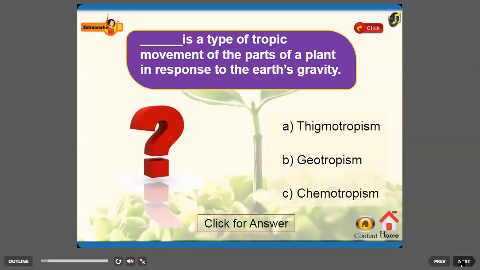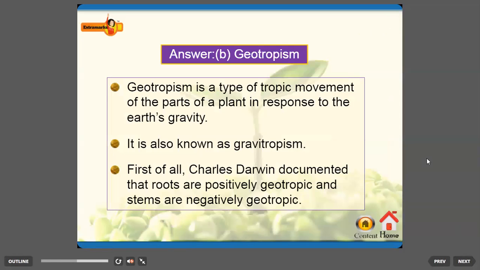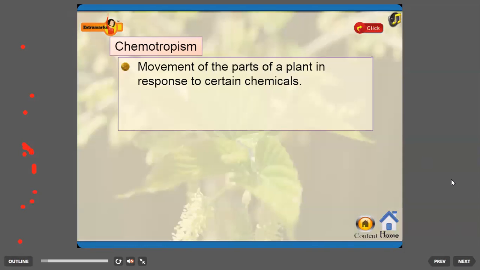No issue with that. Okay, now we have gone through the different parts like chemotropism, thigmotropism, geotropism, hydrotropism. Let's see the next part. It is chemotropism. I think this is the last part of tropism.